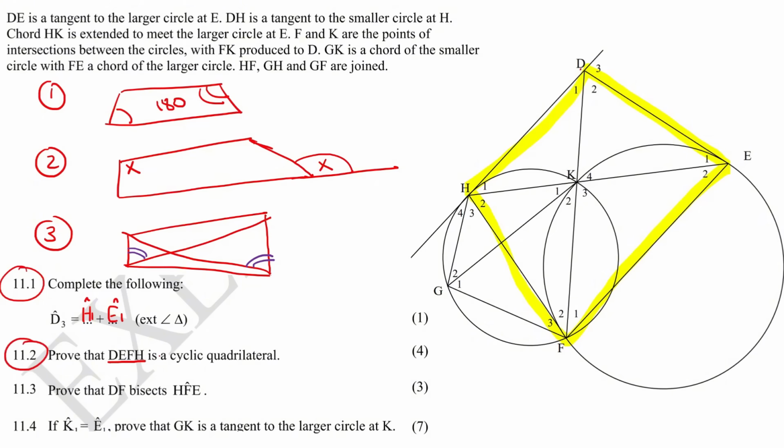Prove that D, E, F, H is a cyclic quad. So we've got to try to figure out what this is going to be.